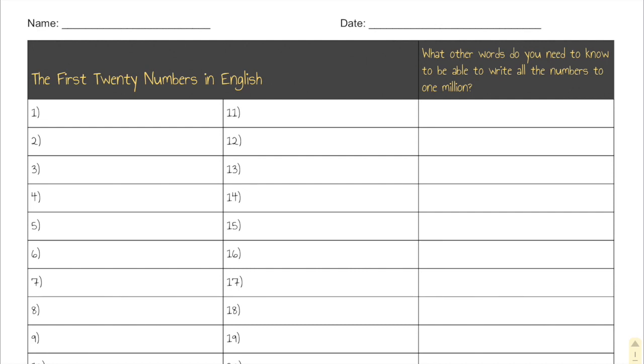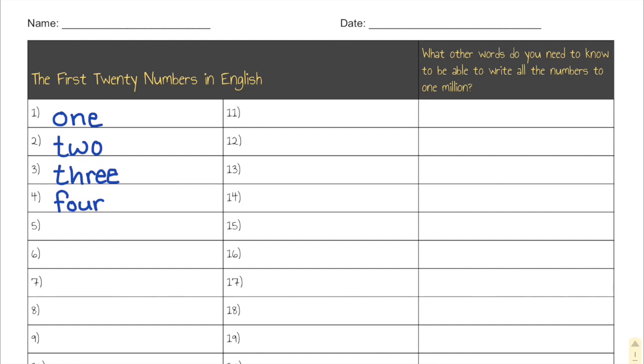So the first thing that I have here is a sheet we've been working on, which is practicing to spell the numbers from 1 to 20 and beyond. Most of our students know what these numbers are, but making sure that we're spelling them correctly is something that we want them to be able to do as well.